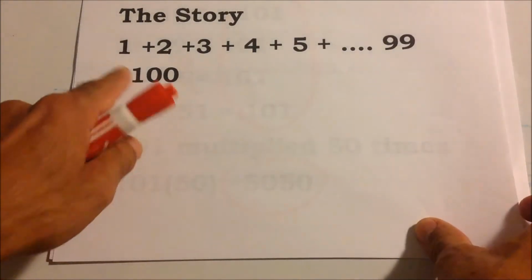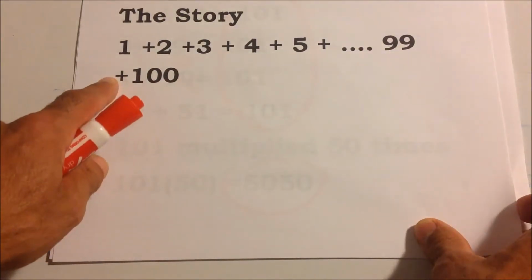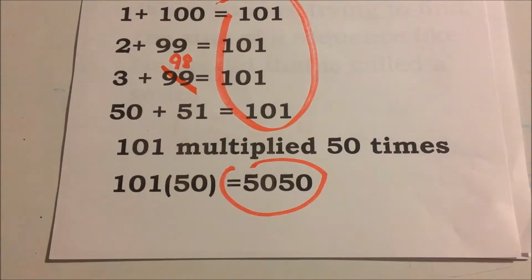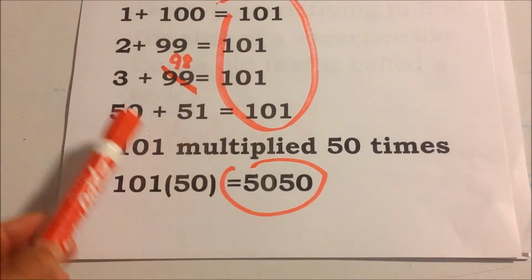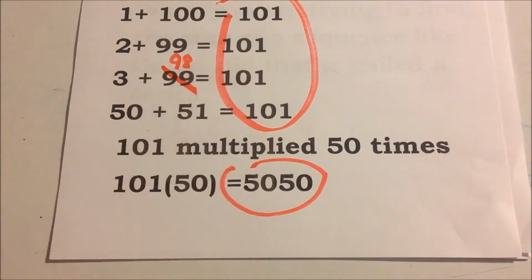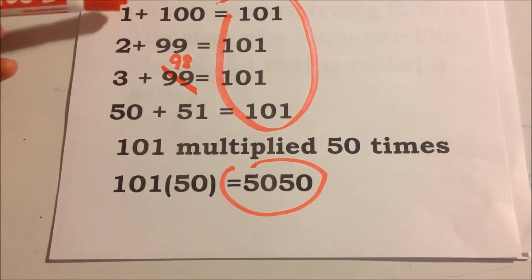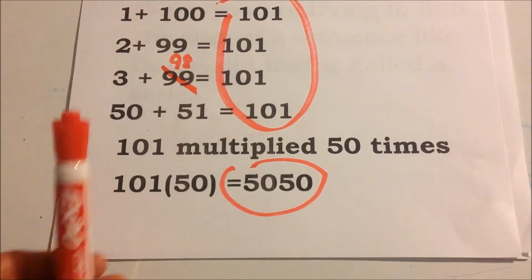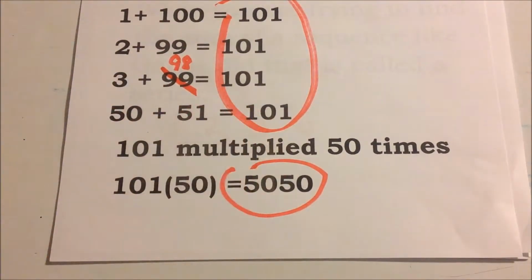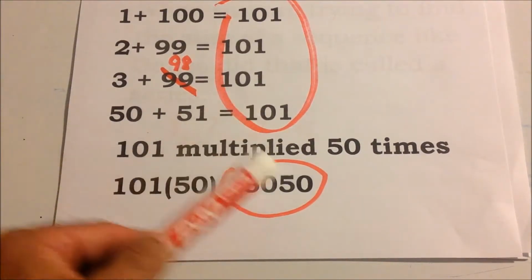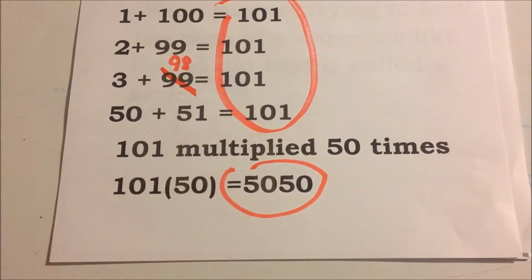Well, let's talk about the story. What Gauss did, again, he took a sequence of numbers. That's what the teacher wanted him to do, and to add it. What Gauss did is he looked at a pattern. He said, well, 1 plus 100 is 101. 2 plus 99 is 101. 3 plus 98 is 101. So as the numbers go up on the left, the numbers go down on the right, and then he came to 50 plus 51, and that came out to be 101. So he's saying, well, I have 101 fifty times, and he came up with 5050.